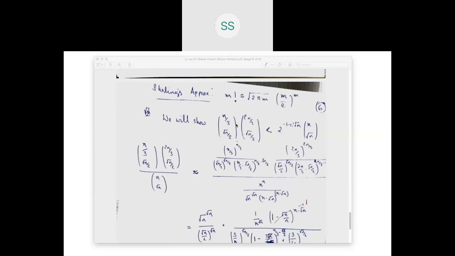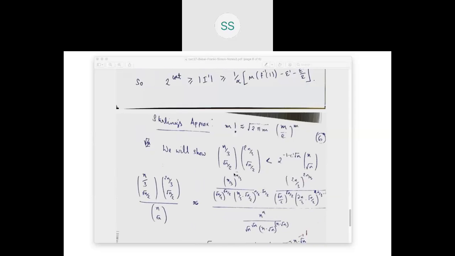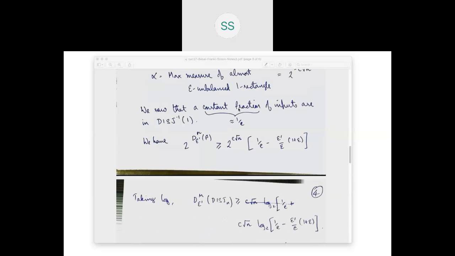And instead, we have shown this, and this divided by this is strictly less than 2 power minus constant square root n. And that gives the bound here. And that completes the content for today. So I will stop.